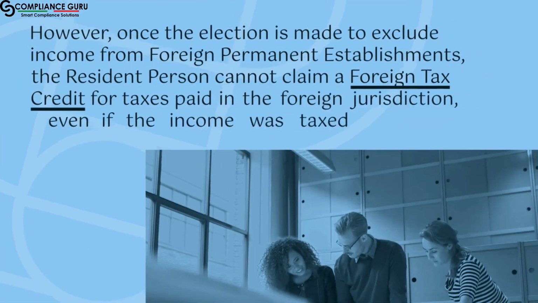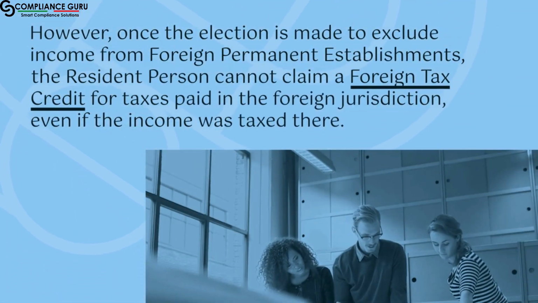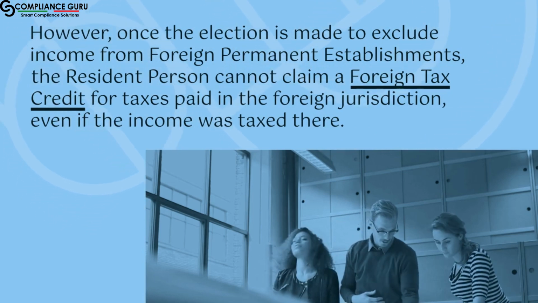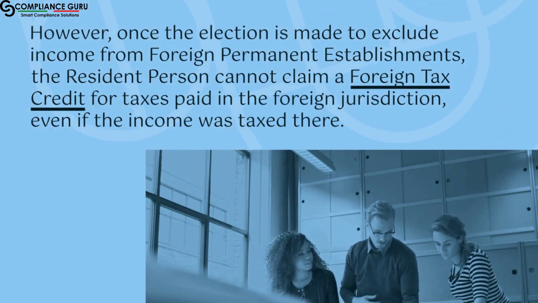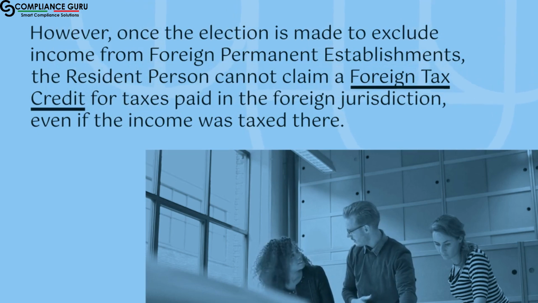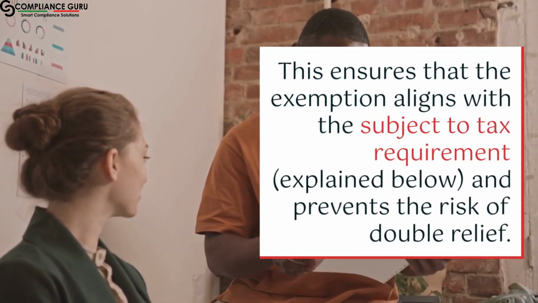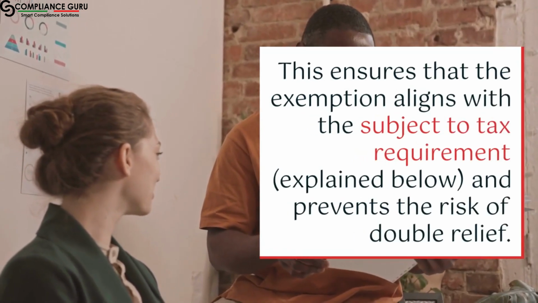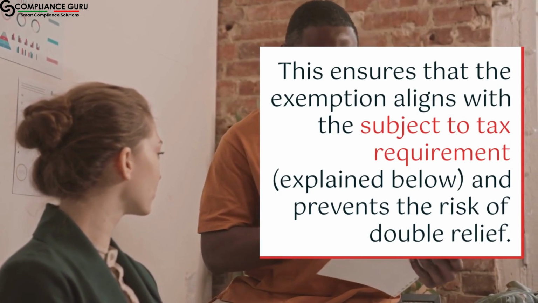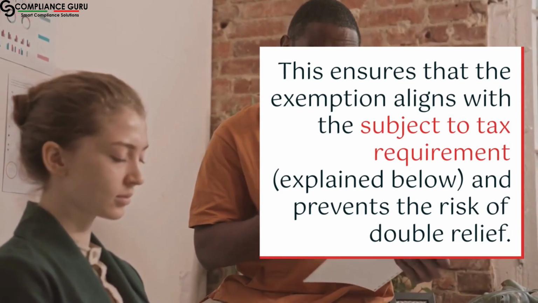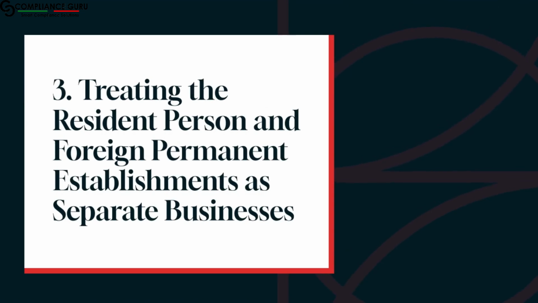However, once the election is made to exclude income from foreign permanent establishments, the resident person cannot claim a foreign tax credit for taxes paid in the foreign jurisdiction, even if the income was taxed there. This ensures that the exemption aligns with the subject to tax requirement, explained below, and prevents the risk of double relief. 3. Treating the resident person and foreign permanent establishments as separate businesses.